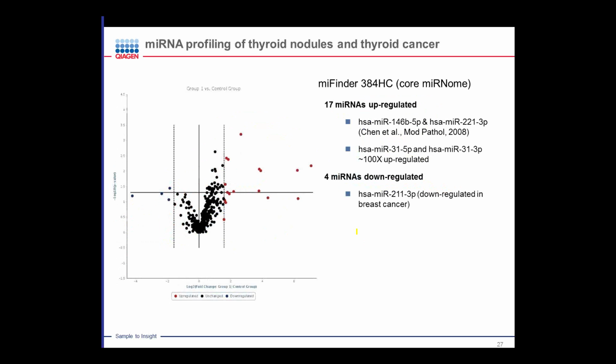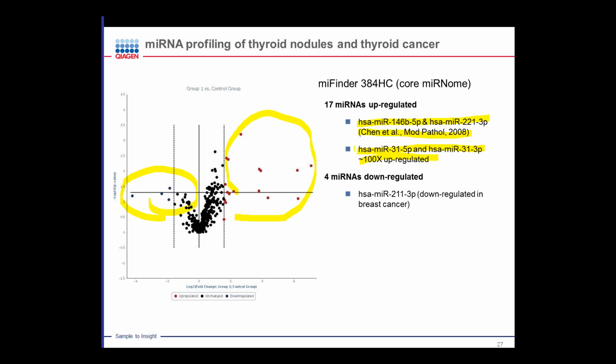When we look at the same samples for microRNA profiling on this 384 panel, we find a number of microRNAs that are upregulated and a number that are downregulated. If you look at the ones that are upregulated, there's some information in the literature about them being upregulated in thyroid cancer, so we've recapitulated that information. In MIR31, 5P and 3P designate the two strands of the same mature microRNA, which are upregulated about 100-fold in these samples versus the benign samples.